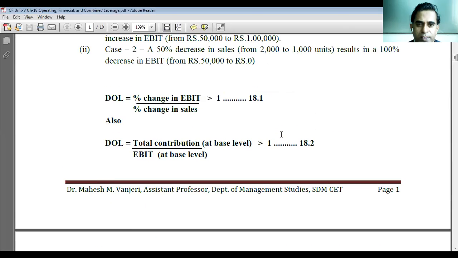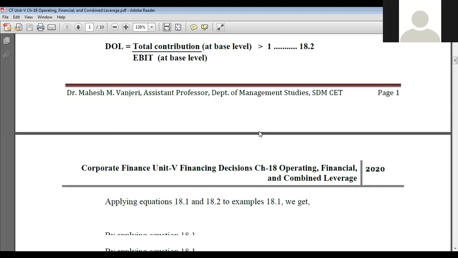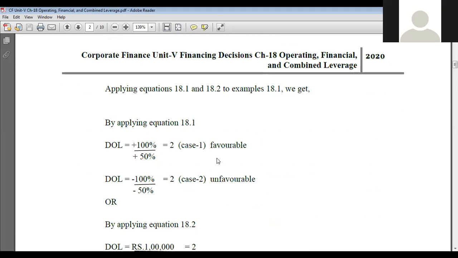So by using equation 18.1, percentage change in EBIT divided by percentage change in sales, in both the cases, the degree of operating leverage would be the same. If we consider the case of increase in sales, the percentage change in EBIT is 100% divided by the percentage change in sales, 50%, which is equal to 2. The degree of operating leverage is 2. It's a favorable leverage.